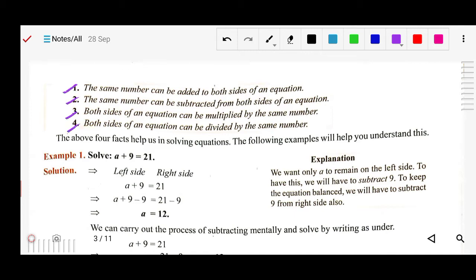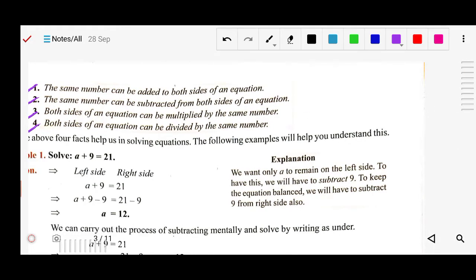Okay. So, already we have discussed, you already know very well what an equation is: how to write the equation, how to understand that this is an equation, and how to find the unknown quantities of the equation. So here the first point is that the same number can be added to both sides of an equation.